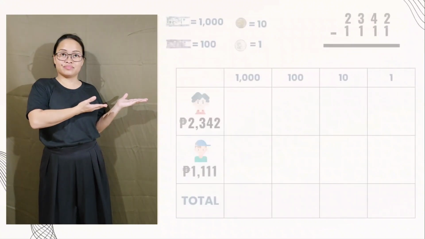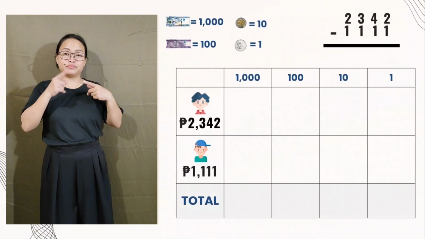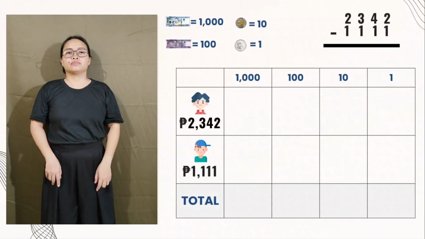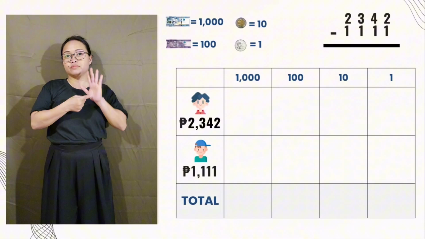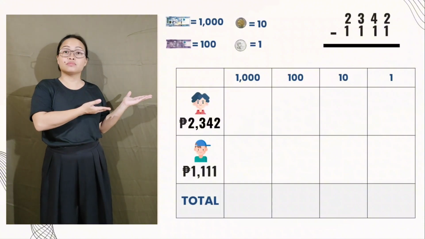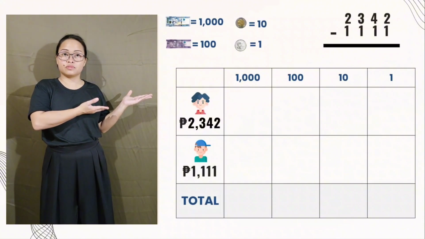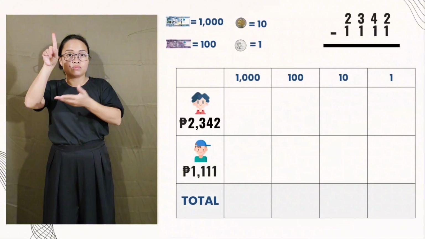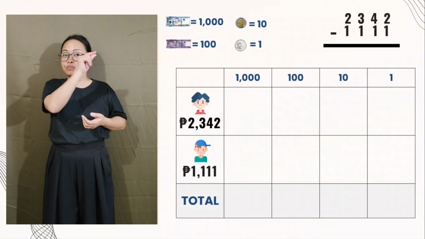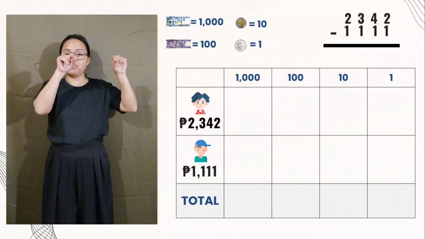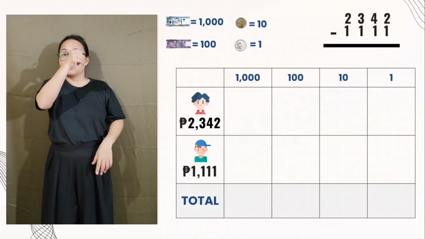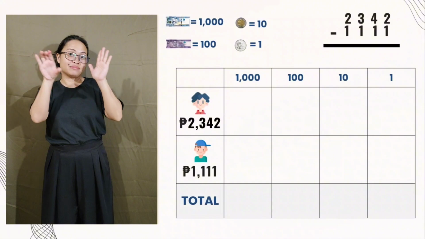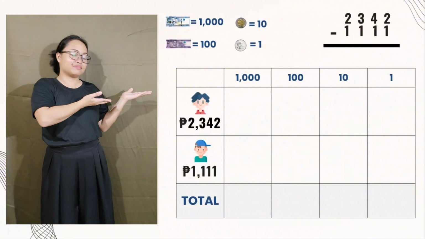Now we have different representations of place values. The 1,000 peso bill stands for 1,000. The 100 peso bill stands for 100. The 10 peso coin stands for 10, and the 1 peso coin stands for 1.